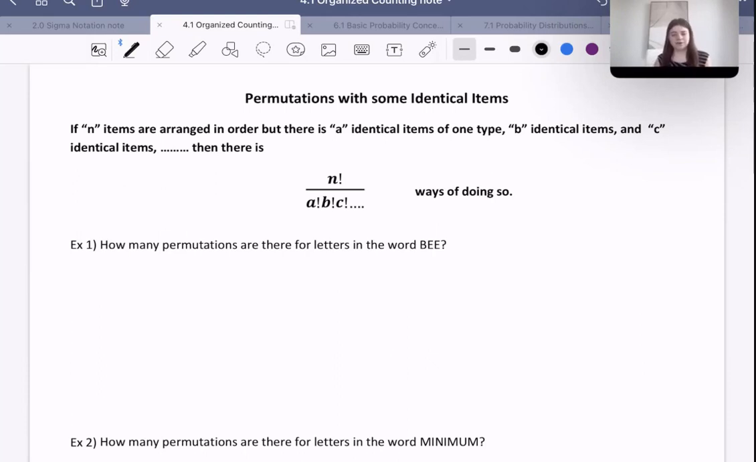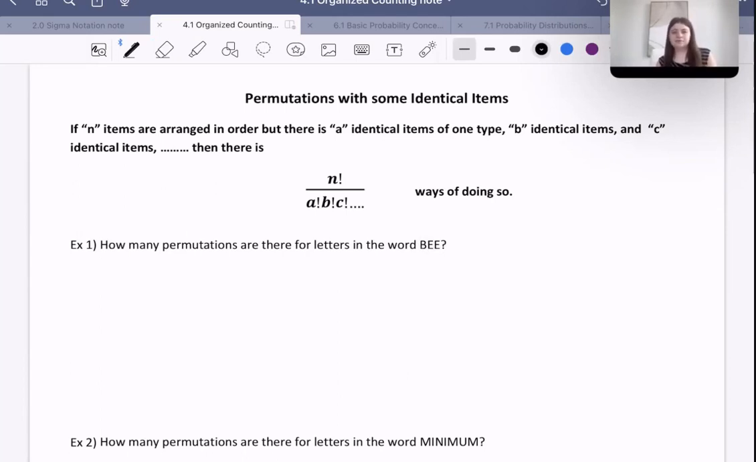not at all whatsoever. Or if we have the word BEE, these two E's are the same. I could swap the two E's around, and it would still say BEE. It would still be the exact same permutation, right? And so, in these kinds of situations, there are going to be identical items, right?